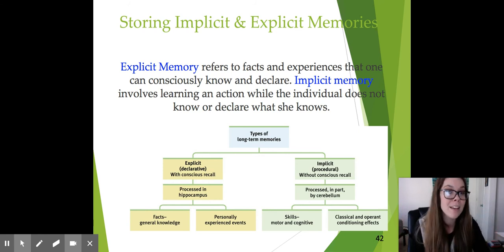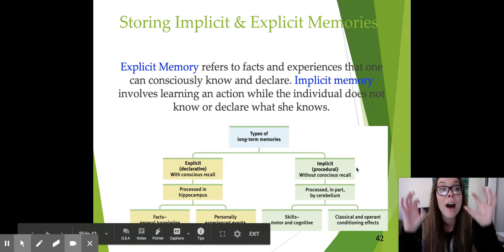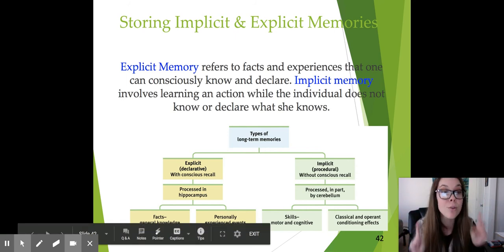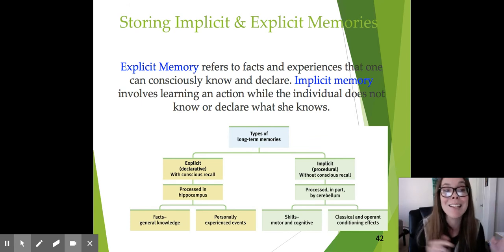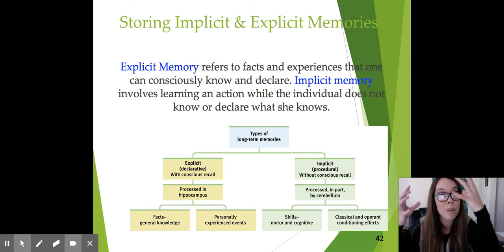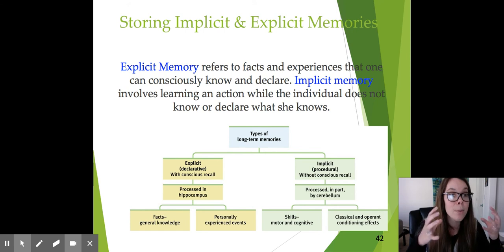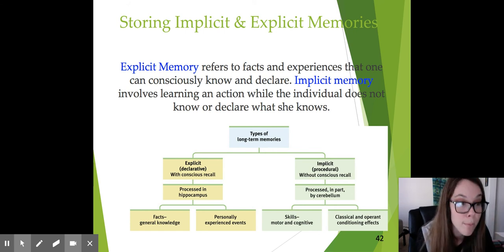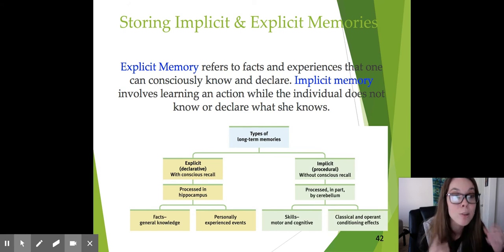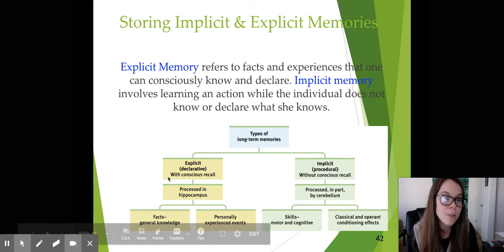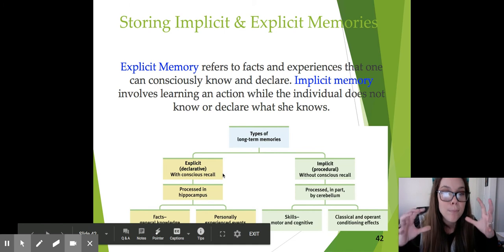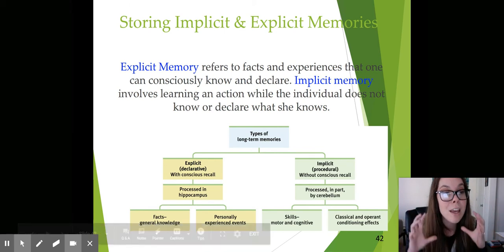Implicit memory is without conscious recall. I did not choose to remember 9/11. It automatically happened. If you want to think of it as an unconscious thing I stored, right? So I wasn't aware that I stored it. So we have explicit, which is with conscious recall, and then implicit memory is things that we never put an effort to remember. It just happened, okay? It was automatic.